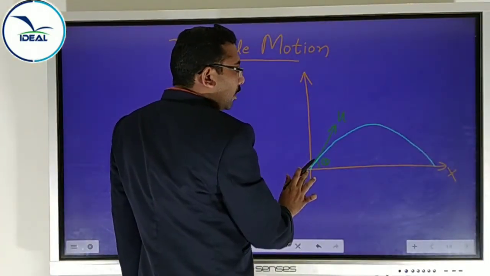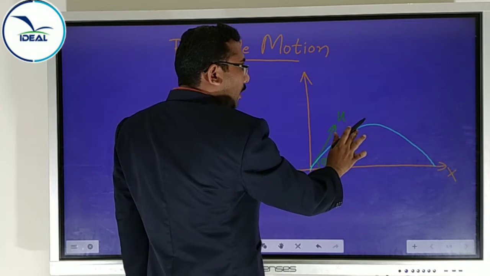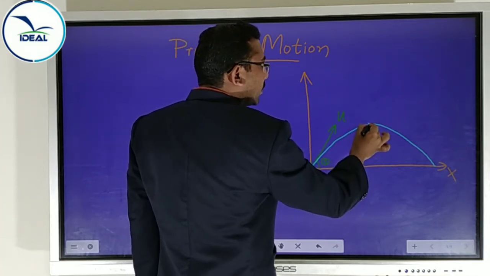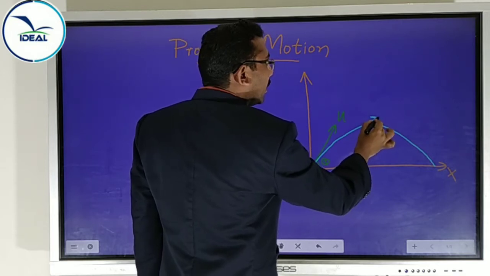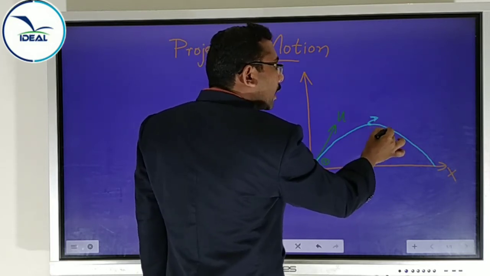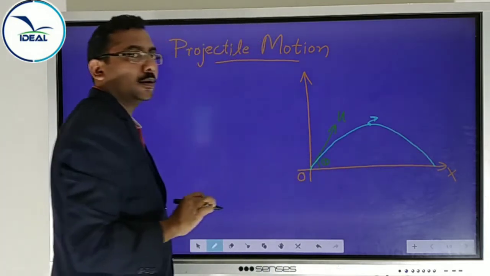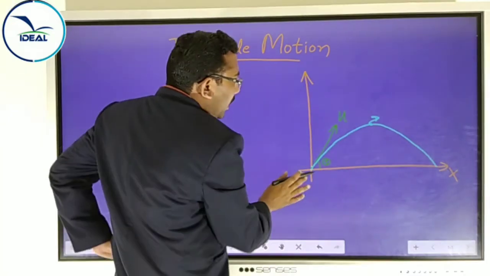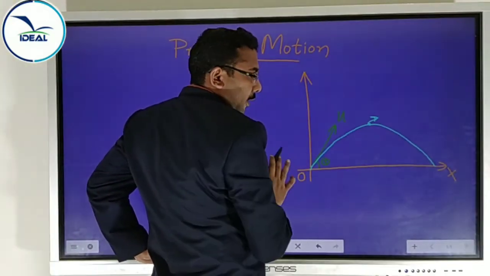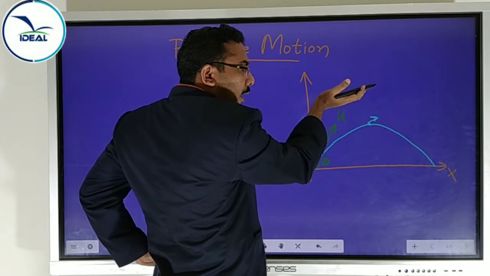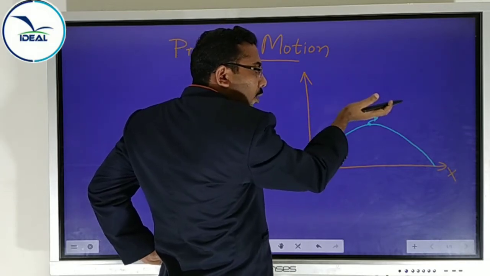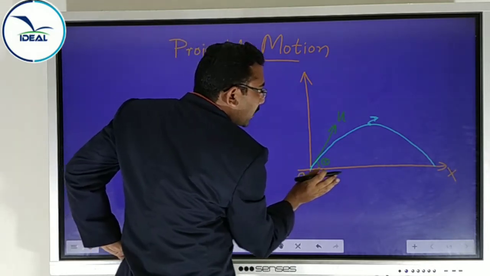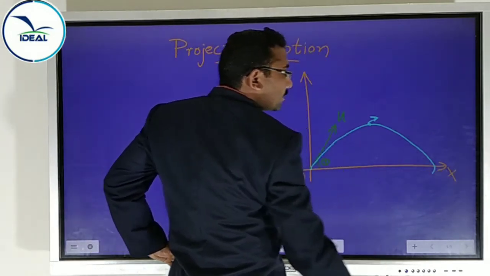The body moves upward and reaches a maximum height, and returns to the ground. Here we can see two motions. One is upward and downward: the body moves upward, reaches the maximum height and moves downward. The second is that the body moves along the x-axis and reaches here.